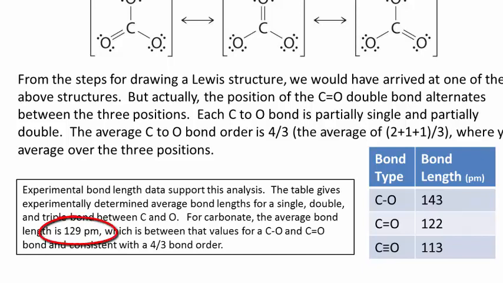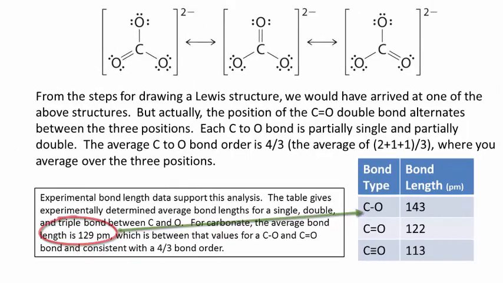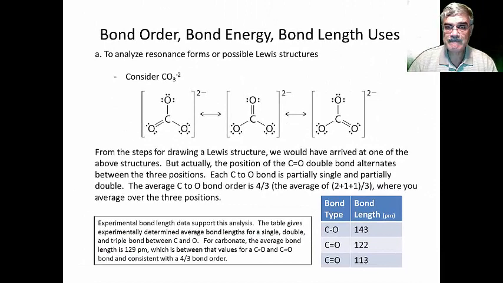Well, for carbonate, it can be experimentally determined using methods such as X-ray crystallography, which we'll get to sometime later in this course, that the average bond length between a carbon and oxygen in carbonate is 129 picometers. Now, look at the table. Does that make sense? And yes, it does. It's in between the carbon-oxygen single bond value and the carbon-oxygen double bond value.